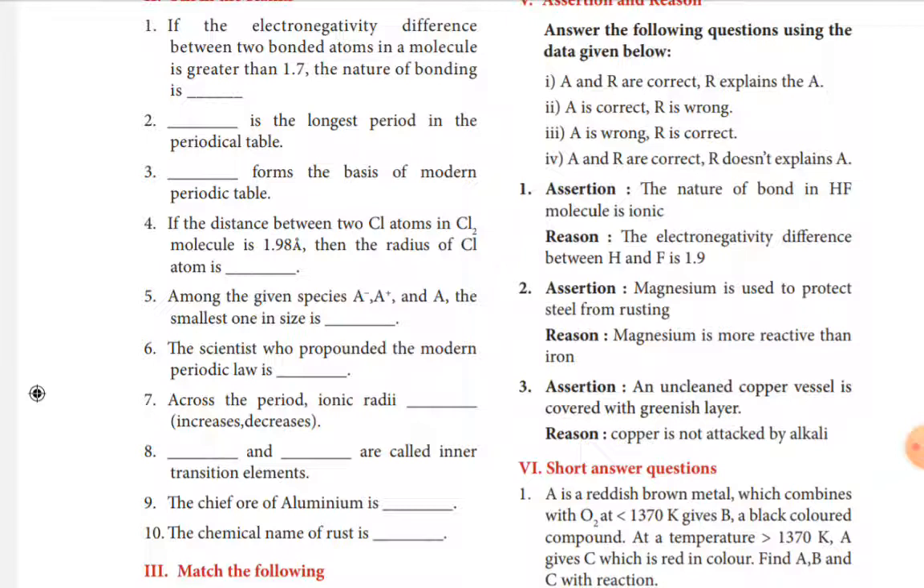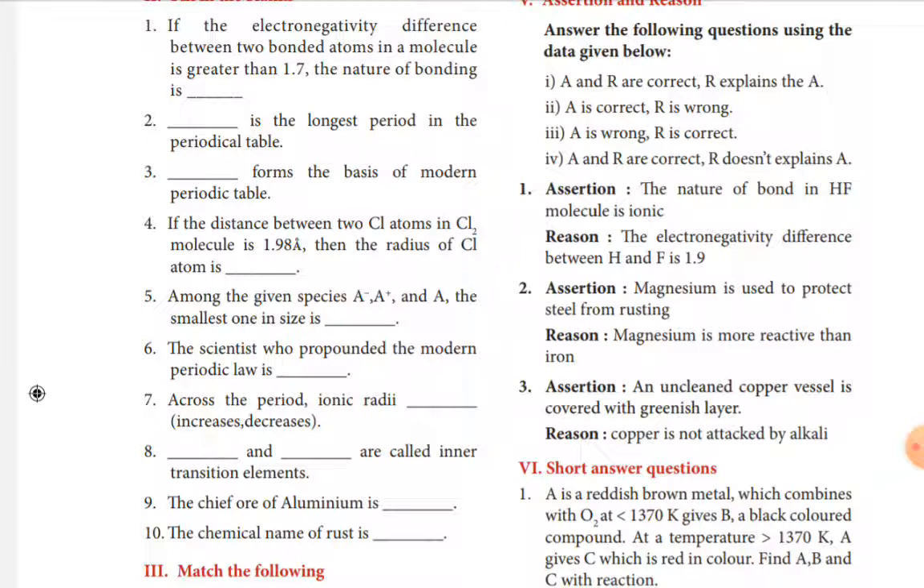Across the period, ionic radii decreases. Then the lanthanides and actinides are called inner transition elements. Actinides are kept below the long form of the periodic table, having 14 elements each, having similarity in their physical and chemical properties. So these elements are actually included in the transition group. So they are inner transition elements.